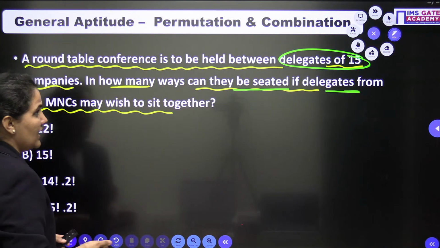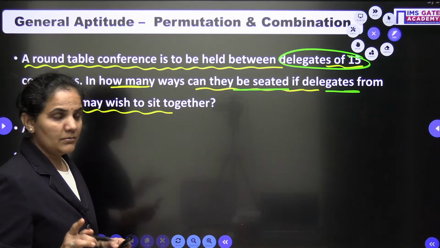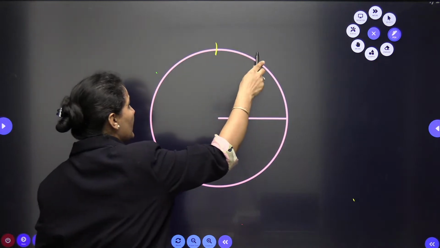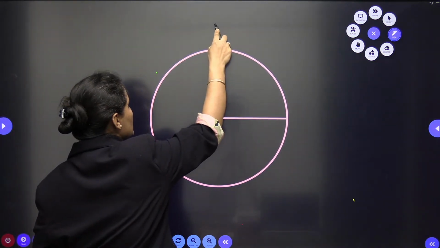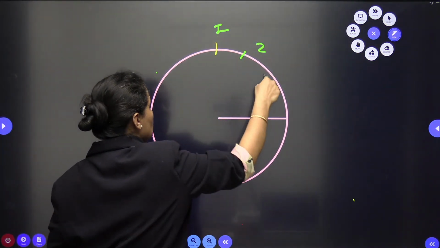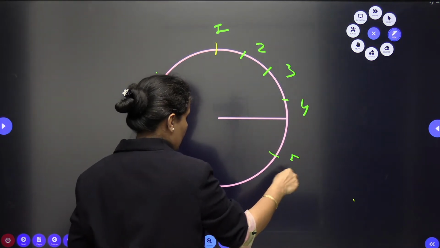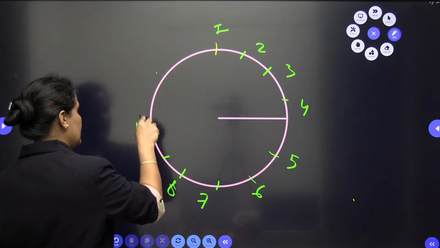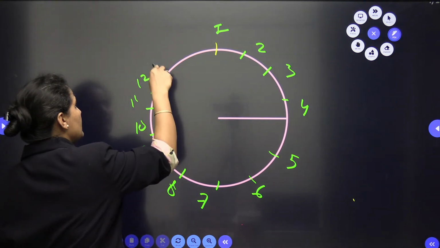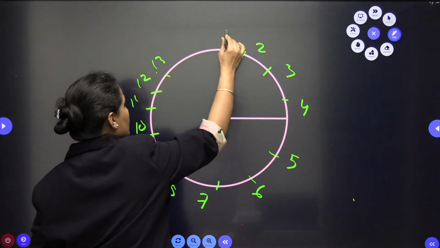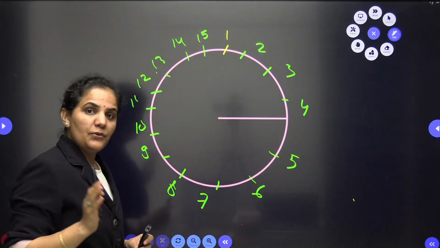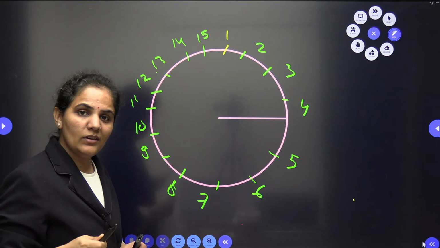Okay, so what I am saying, the important thing, bachcho, as it is mentioned that we need to arrange the 15. So suppose this is the first person. Okay, 2, 3, 4, 5, 6, 7, 8, 9, 10, 11, 12, 13. Let me start from here. 14 and 15. So we need to arrange 15 persons around a circular table.